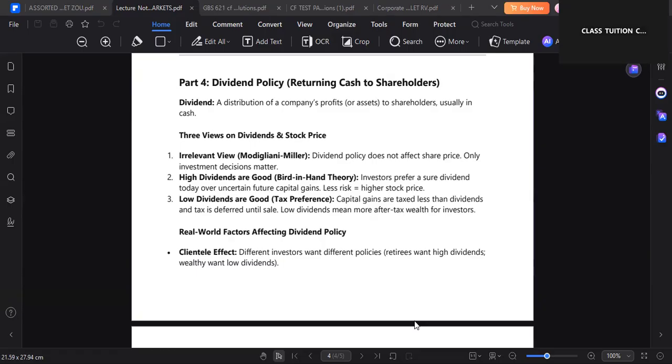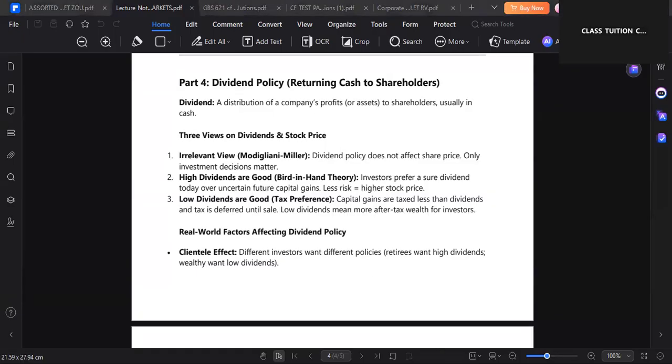Some companies pay them regularly, some occasionally, and others never pay dividends at all. So there are different dividend policies that exist. Let's look at examples of dividend policies, but before we look at them, we'll look at the views on dividends that exist. So we have different types of dividends.